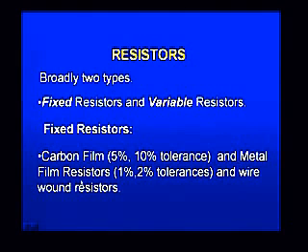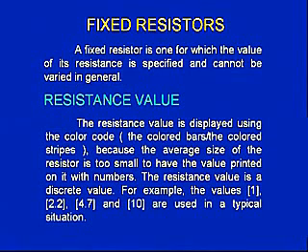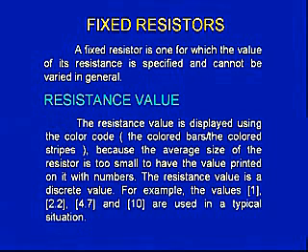And metal film resistors are also very popular these days. They have much better tolerance, 1% to 2%. And lastly, wire wound resistors, where it is the wires which are used of different lengths for generating different values of resistors. Fixed resistors is one, as I already mentioned, for which the value of the resistance is specified and cannot be varied in general while in use.